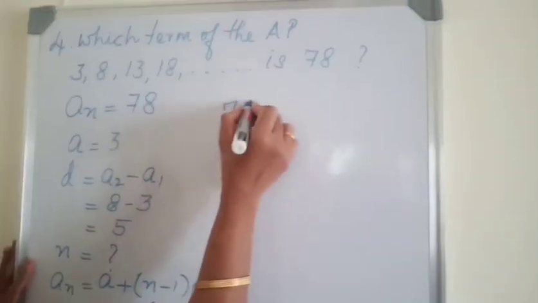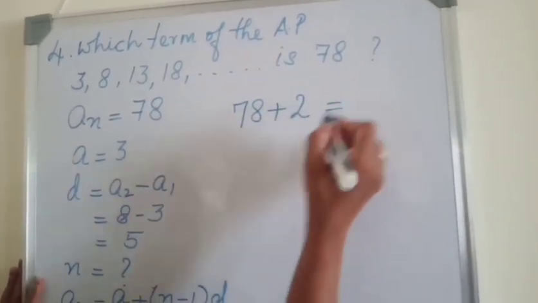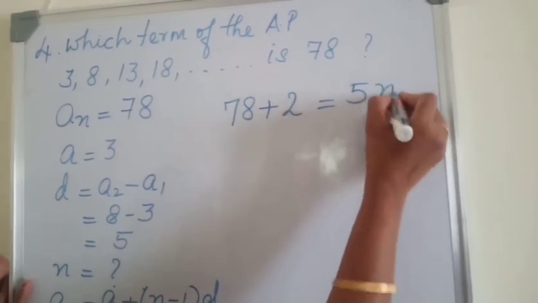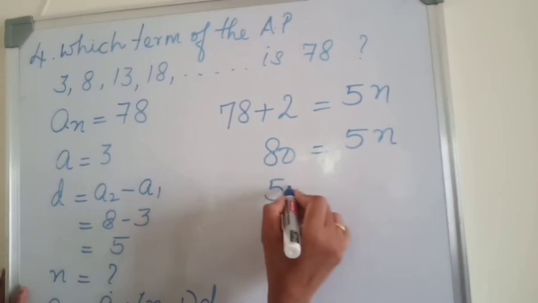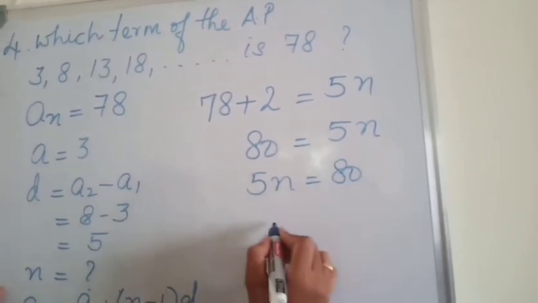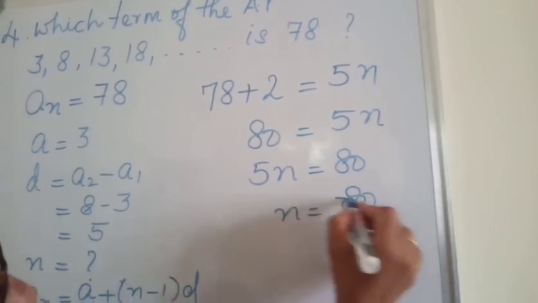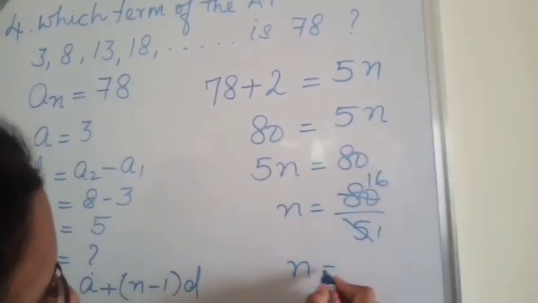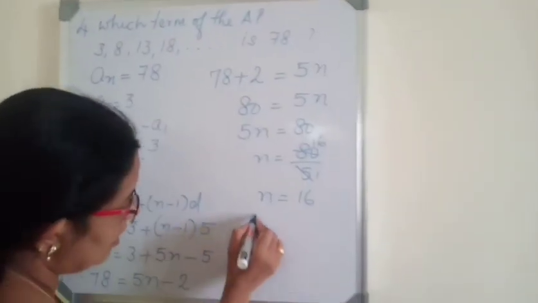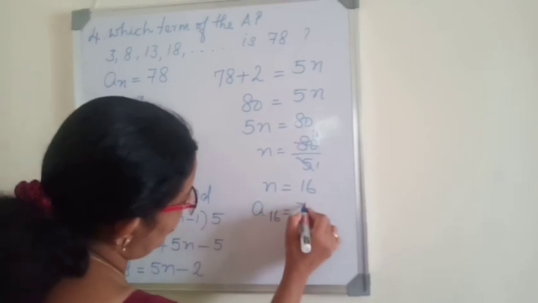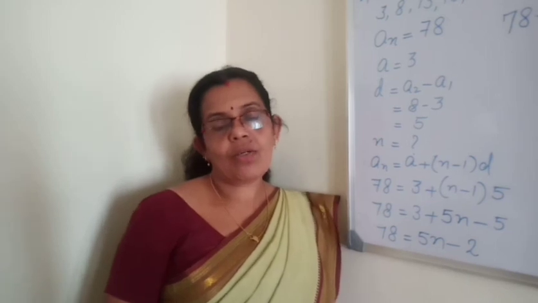Now 78, the minus 2 you should take to the left side, it will become plus 2, is equal to 5n. That is 80 equals 5n. Once again, 5n equals 80, n equals 80 by 5. Cancel it, 16. So n is 16. The 16th term of the AP is 78. That is A16 equals 78.